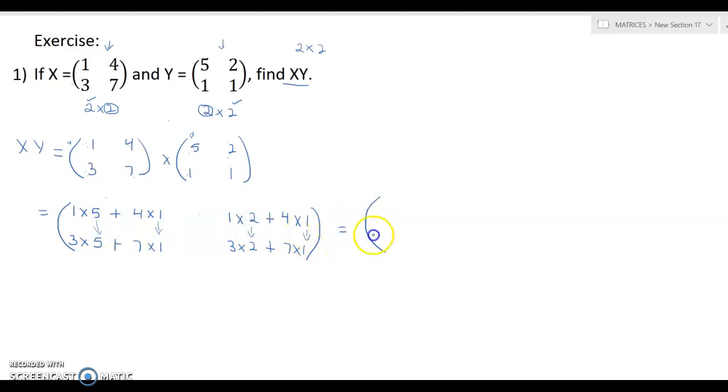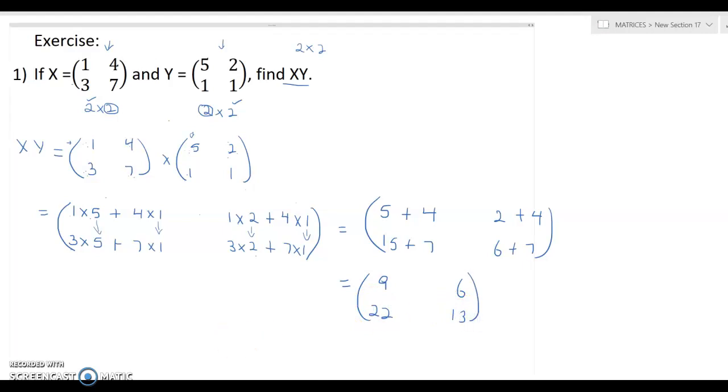So now let's just simplify. 1 by 5 is 5, plus 4 by 1 is 4. 1 by 2 is 2, plus 4 by 1 is 4. And then the bottom now, 3 by 5 is 15, plus 7 by 1 is 7. And then 3 by 2 is 6, plus 7 by 1 is 7. So our final answer, we will get 9, 6, 22, and 13. Right? So that's our first answer.